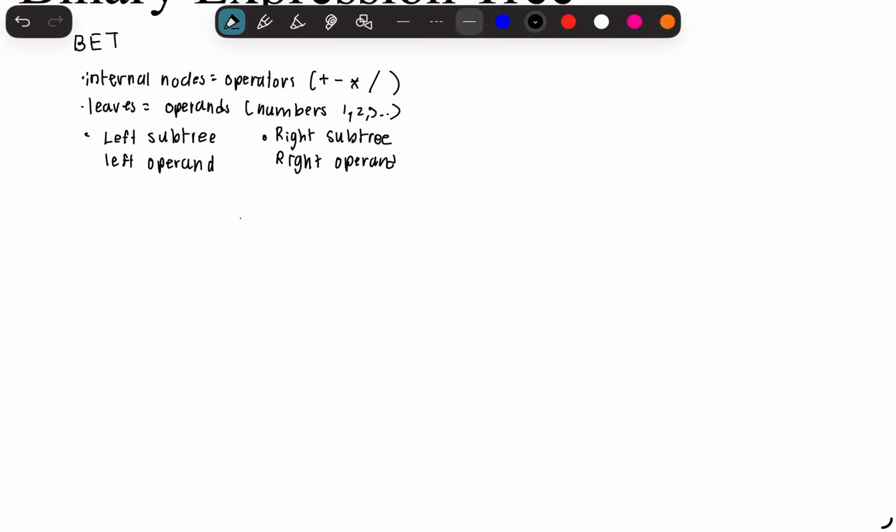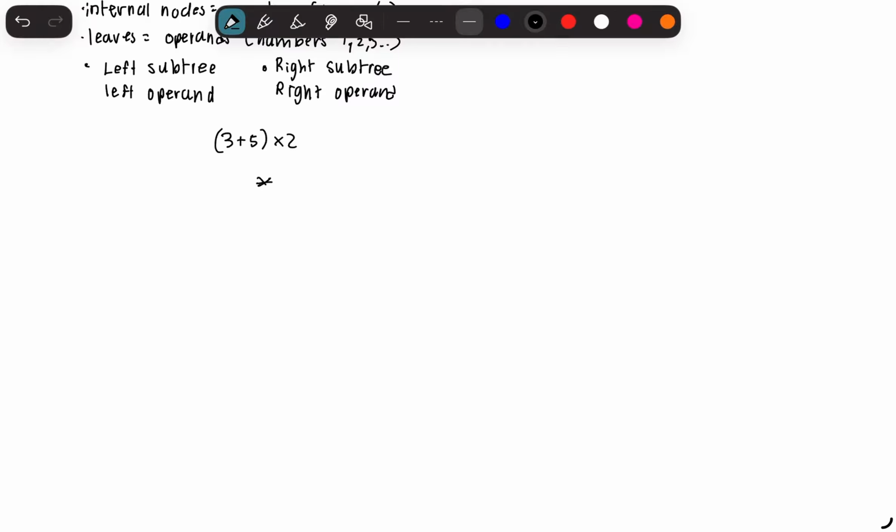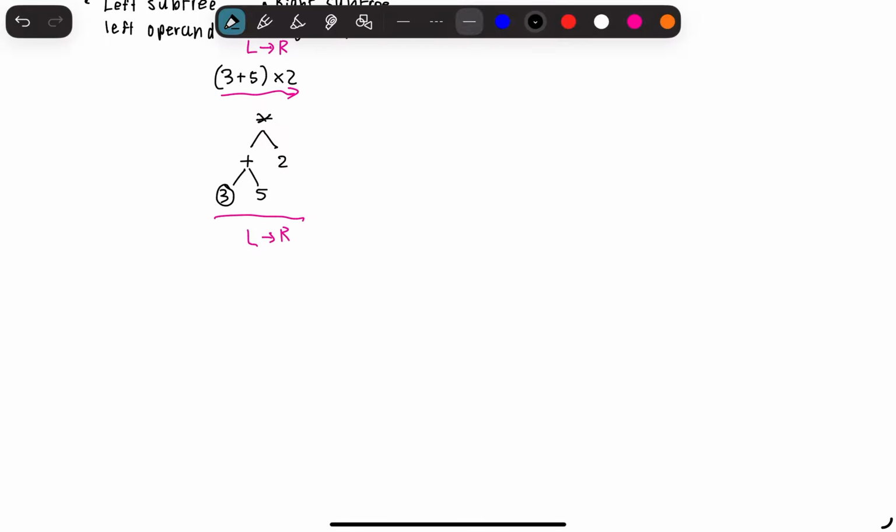So in your subtree, let's say we have the expression 3 plus 5 times 2. You have times here. You're going to have plus, 2, and you're going to have 3 and 5. But there's a pattern here. As you can see, as you go left to right, it's going to be the same thing when you're looking at your tree this way. So going left to right, you have 3 plus 5, and then your next thing on the way to the right is your times, and then your 2.